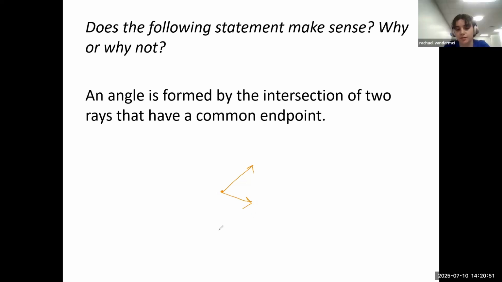If it said a line is formed by the intersection of two rays that have a common endpoint, then you might say, well, it could be, right? We could have a straight angle, which is a line, but it could also be any other angle. So if this said line instead, we would have to say no, it could be a line, but it's probably not a line. There's lots of other ways it would be an angle and not a line. Okay, that's all I had.